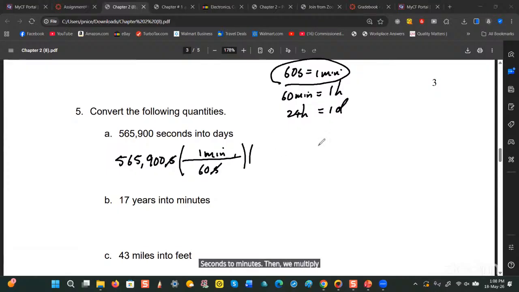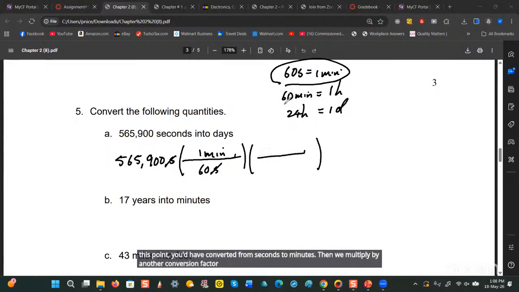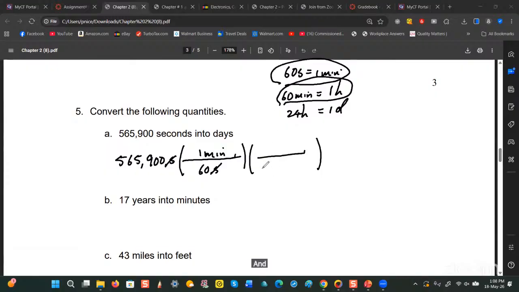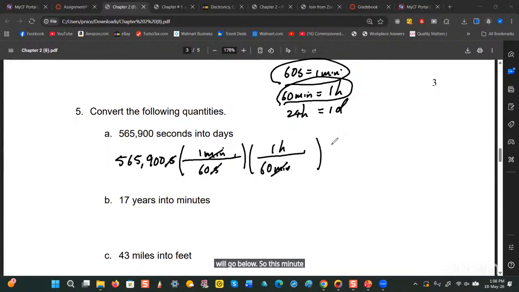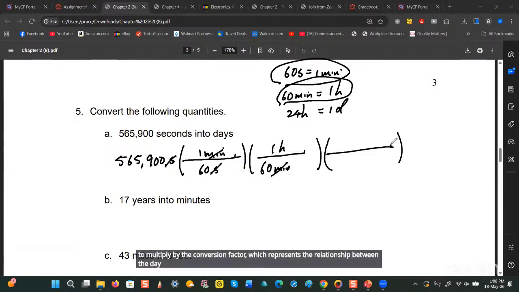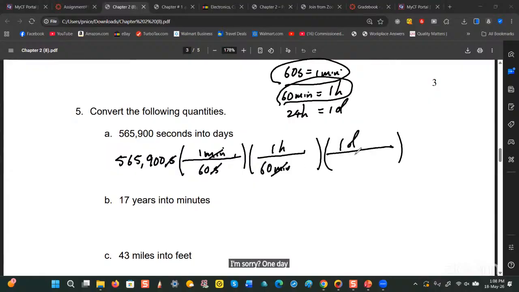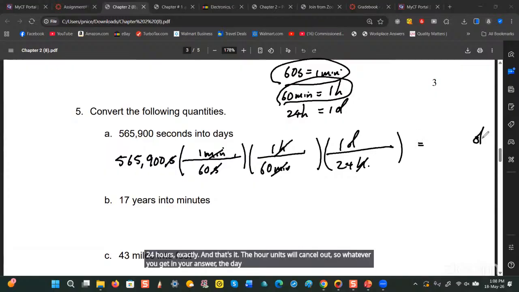Then we multiply by another conversion factor, which represents this relationship. How do you think we'd set this up? What would go up top here? 1 hour would go up here, and the 60 minutes will go below. So the minute units will cancel out. Then we need to multiply by the conversion factor which represents the relationship between the day unit and the hour unit. What would go up top in the numerator? 1 day. And what goes below? 24 hours, exactly. And that's it. The hour units will cancel out. So whatever you get in your answer, the day unit would be associated with that.